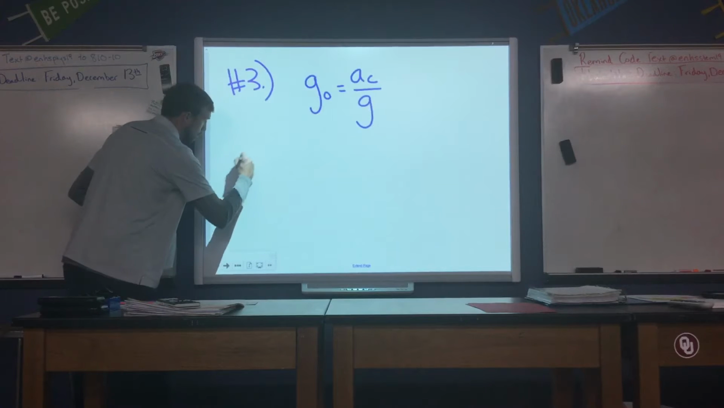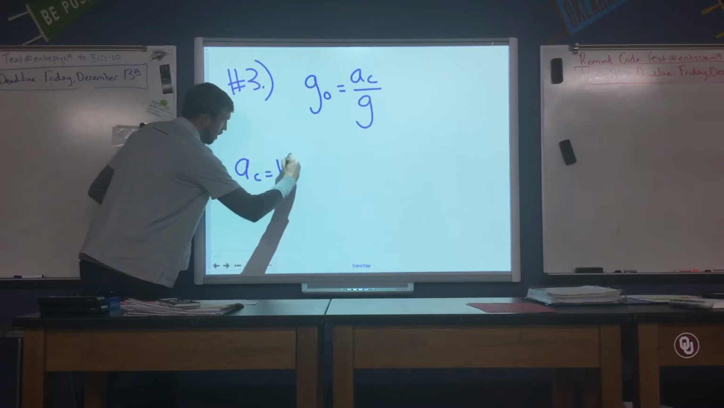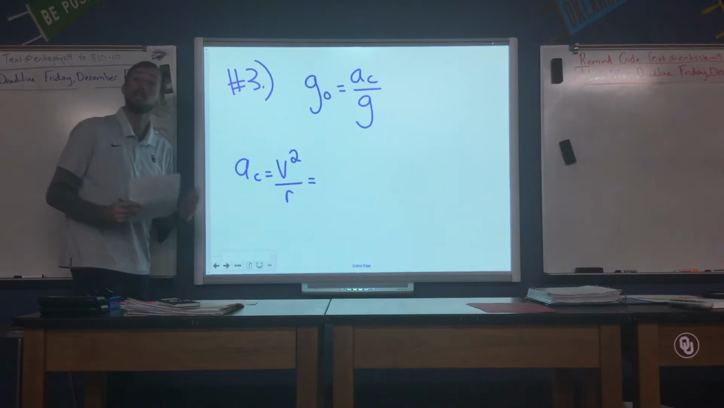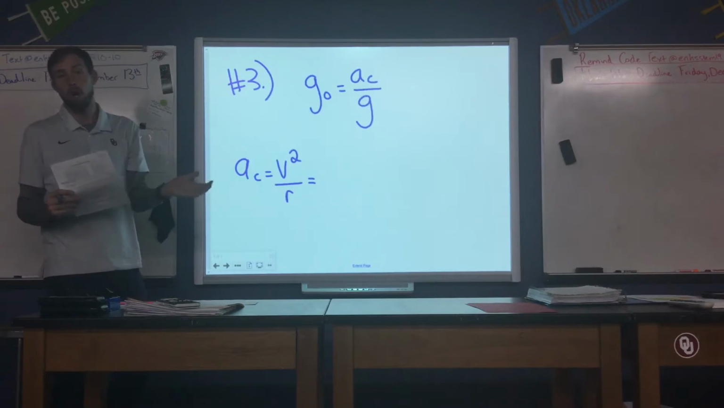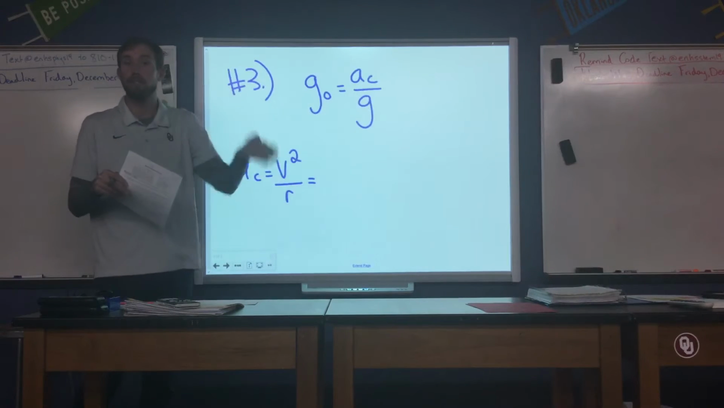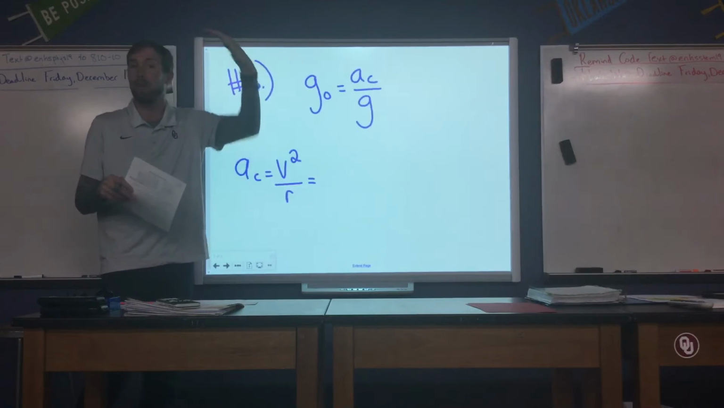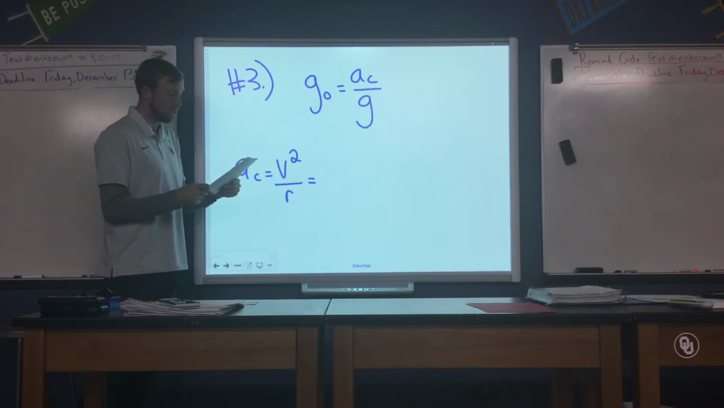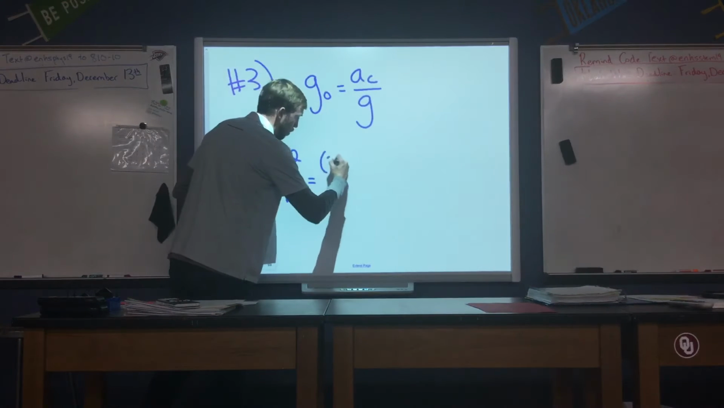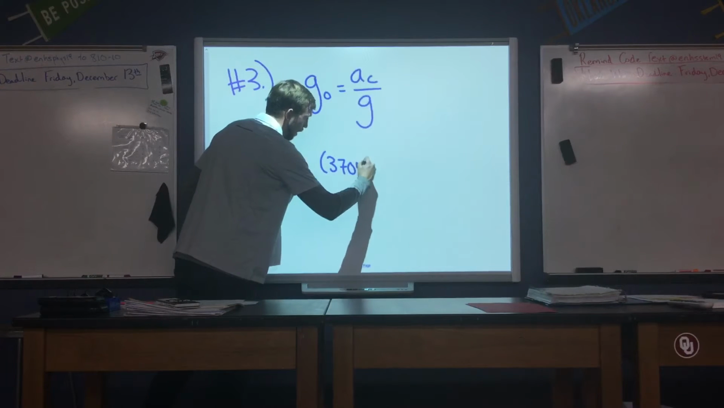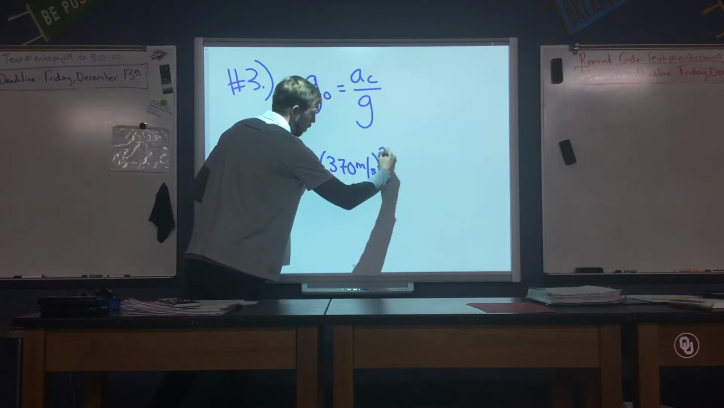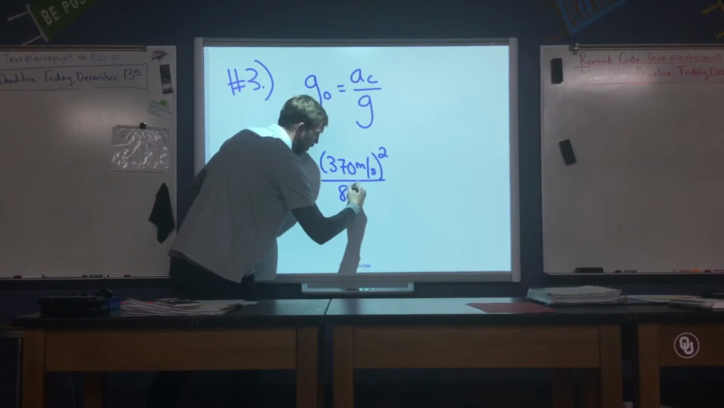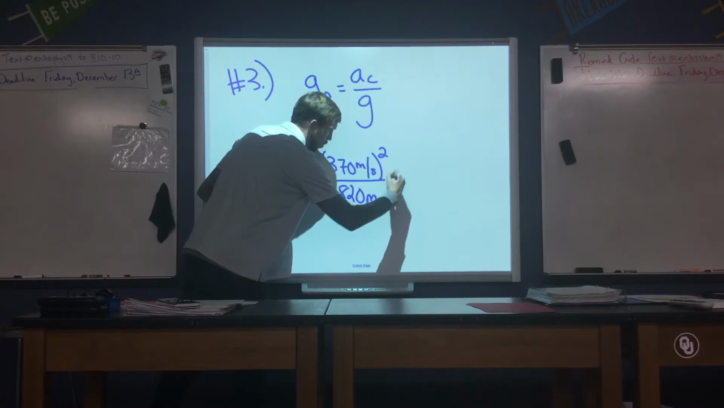So to do so, we have an equation. A sub c is our velocity squared over the radius of our circle, or what we call the radius of curvature, or we are sweeping out a radius of a certain distance. So here we'll take our velocity, which is 370 meters per second. And we are in a jet, so we're moving very quickly. And that velocity will be squared, divided by the radius of the circle we move in, 820 meters.